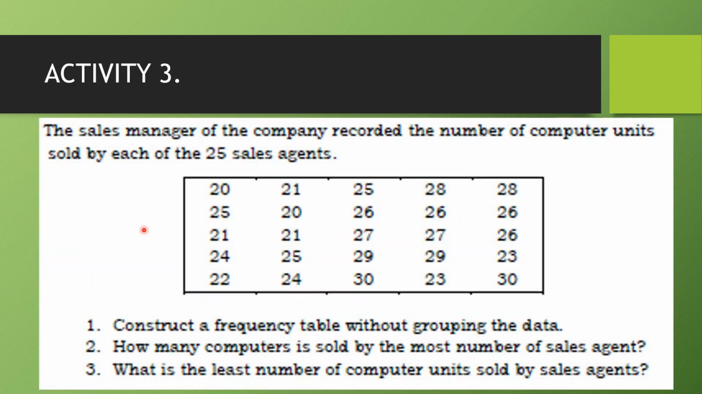For activity 3, you are going to make a frequency table without grouping the data. So we have here the situation. The sales manager of the company recorded the number of computer units sold by each of the 25 sales agents. So this is the data. You need to construct a frequency table without grouping the data. How many computers are sold by the most number of sales agents? So you are going to answer this. What is the least number of computer units sold by sales agents?